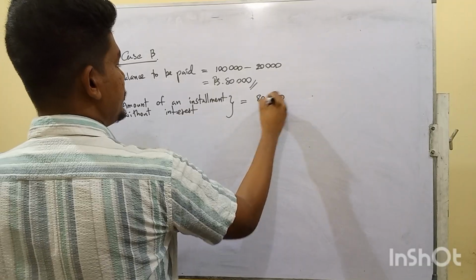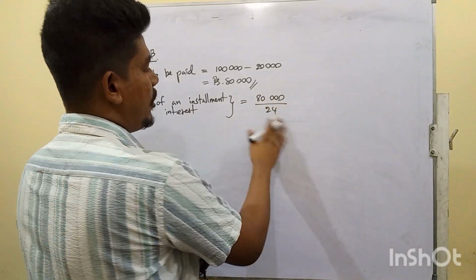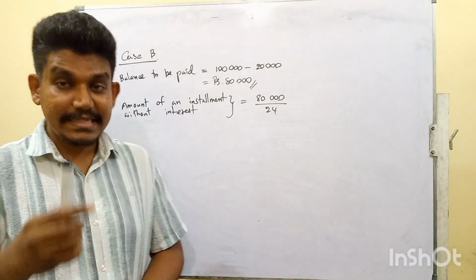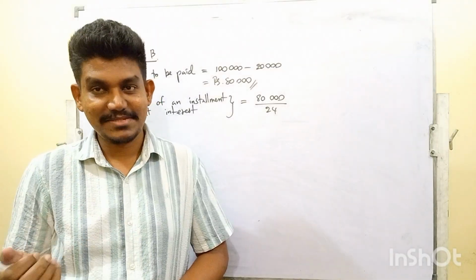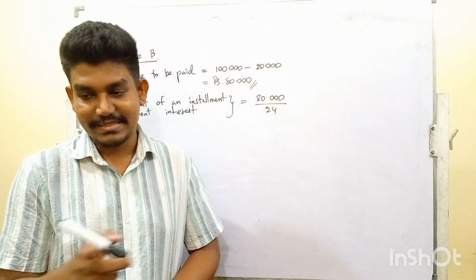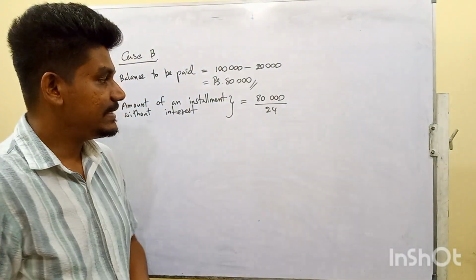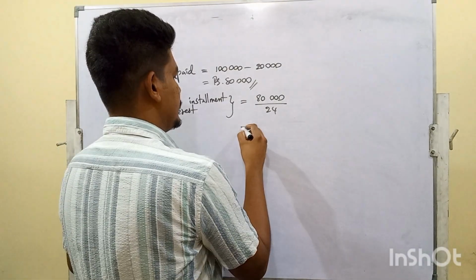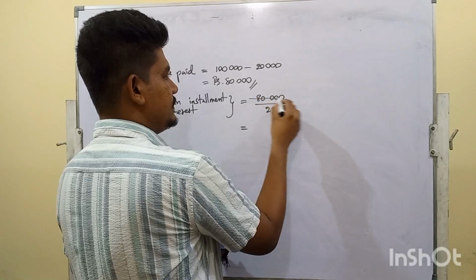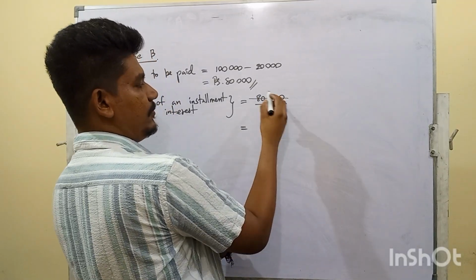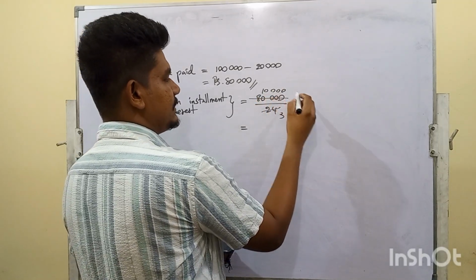80,000 should be divided by the number of installments. How does it become 24? Because per year there are 12 months, so 12 installments per year. For a 2-year period, there are 24 installments. If we divide them, what do we get? It's not perfectly divisible, however. 8 times 3 is 24, and 8 times 10,000 is 80,000.